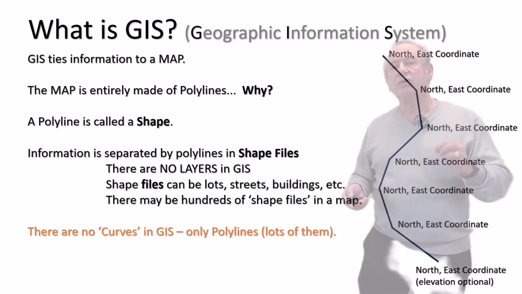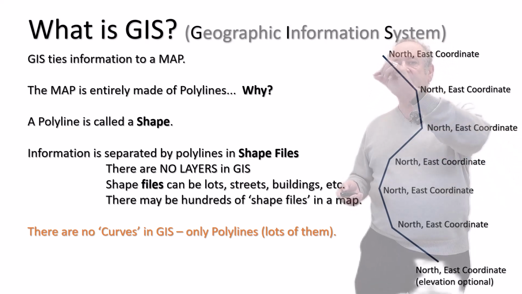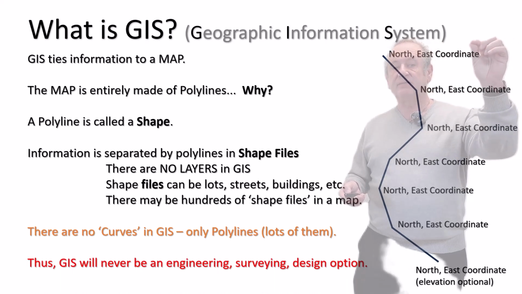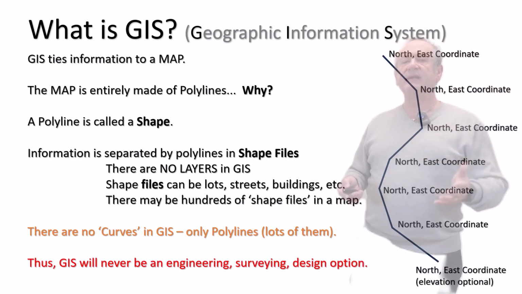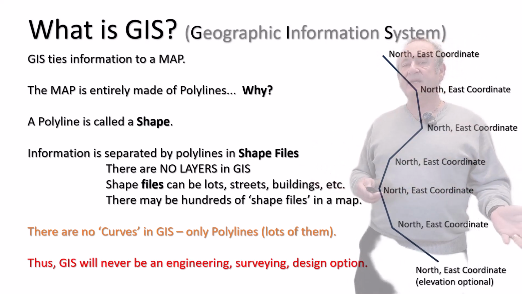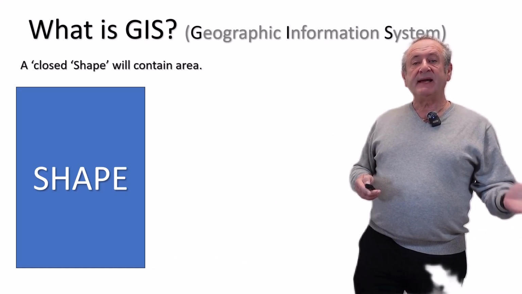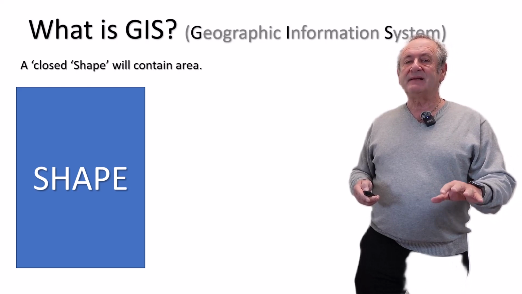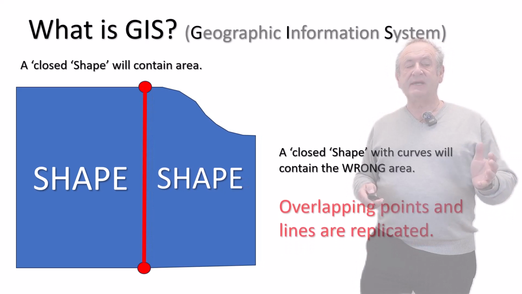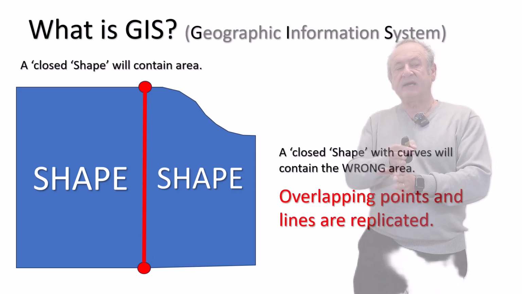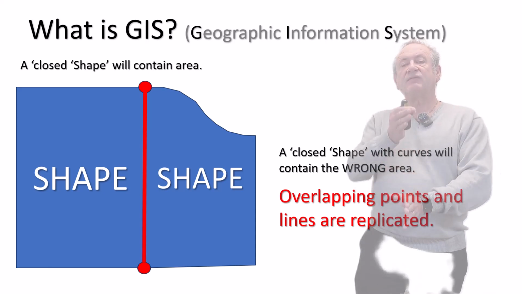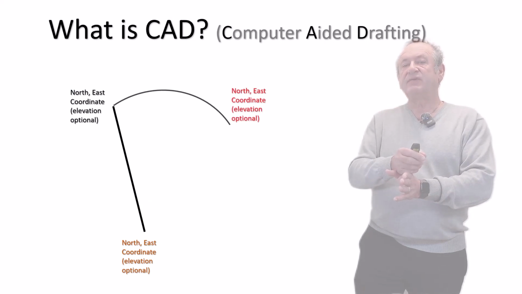There are no curves in GIS. Again, tiny little lines along that polyline that appear like a curve, but it's not a curve. And because of that, and also other inaccuracies, GIS should never be used for engineering, surveying, or design applications. So a closed shape can contain area, but the area is likely wrong, especially if there's a curve. And the way it works is when you have two adjacent shapes, you have replication of the lines on top of each other if they're actually the same line, and points on top of each other. So there's a lot of replication of data, but screens can refresh fairly fast.